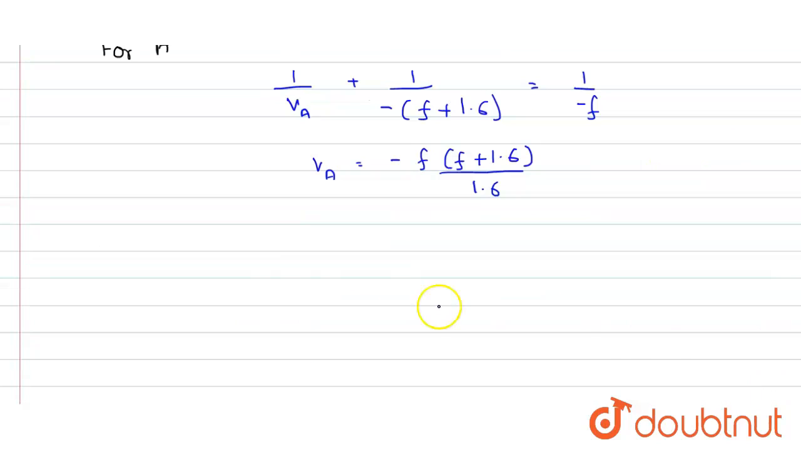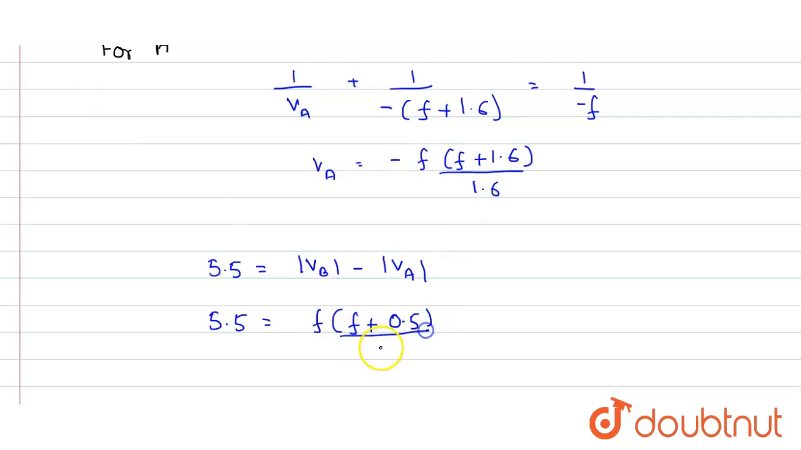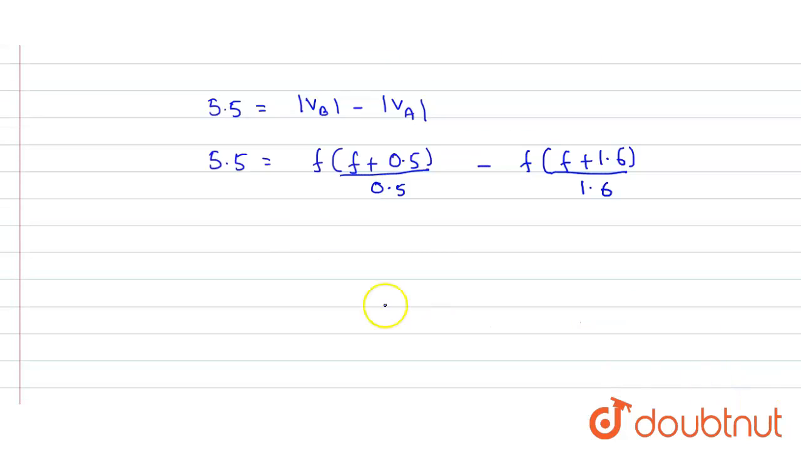Now, we apply the same logic. We will be taking 5.5 equal to mod of VB minus mod of VA, because we need just the values for this part. So, this would turn out to be F, then F plus 0.5, because VB is 0.5. So, it would be 0.5 divided by 0.5 minus F plus 1.6 divided by 1.6. Now, if we solve this, then 5.5 would be equal to 11 divided by 8 F square. Now, if we solve this, then F square would turn out to be 4.